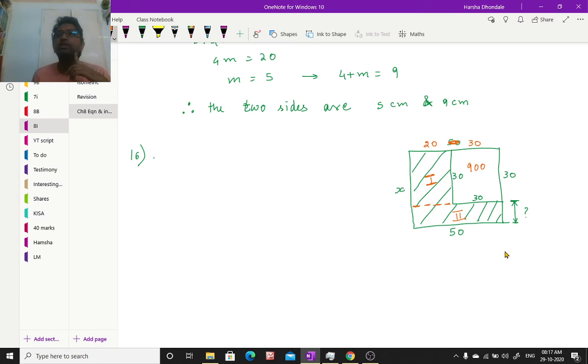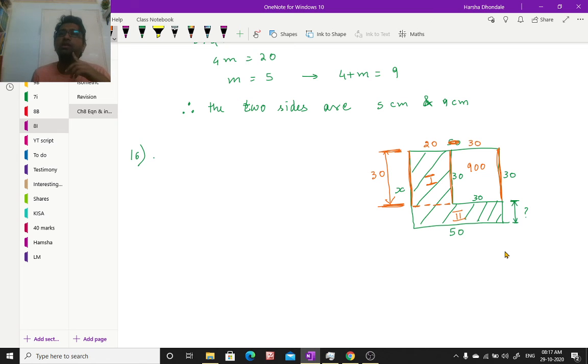Now this part here till here is actually 30 centimeters. How do I know this? See here, it's given here. I'm marking with an orange line. This is 30, this is 30. So therefore, this also is 30.